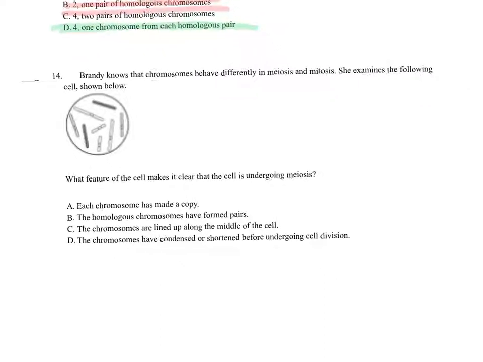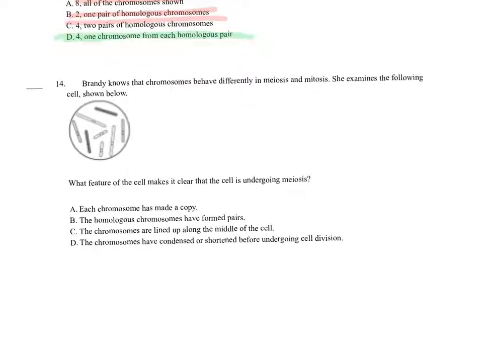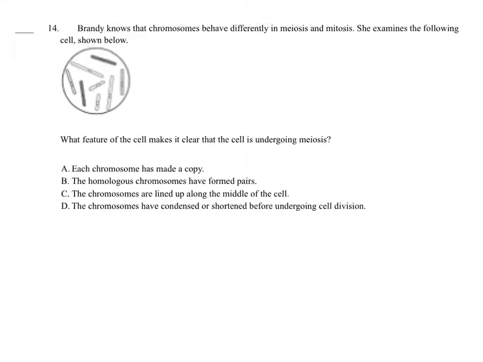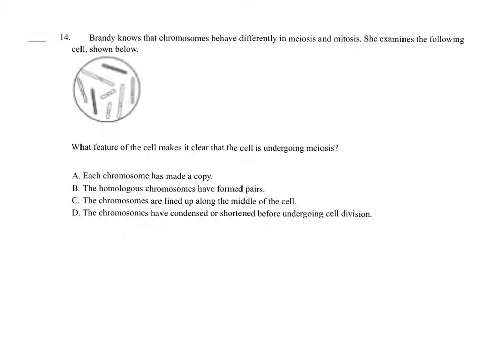Brandy knows that chromosomes behave differently in meiosis and mitosis. We already answered this, right? What feature of the cell makes it clear that the cell is undergoing meiosis? Each chromosome has made a copy. Well, wait a minute. Isn't that happening in mitosis as well? Homologous chromosomes have formed pairs. That is the one. It's the fact that you have a tetrad. If you see a tetrad, then that's the answer.